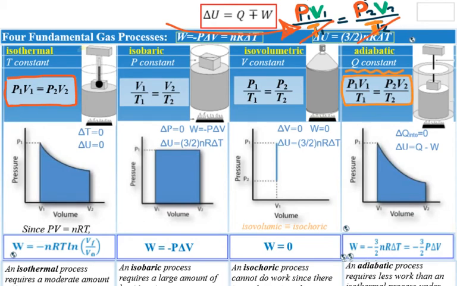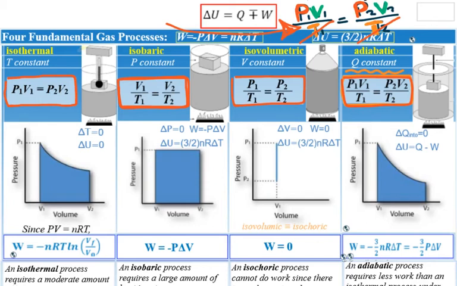So for the next one, you have pressure is the same for isobaric. So when the pressure is the same, then you can cancel pressure in the formula. When you have volume the same, then you can cancel volume. And when heat is the same, you don't cancel any of the variables in the equation.